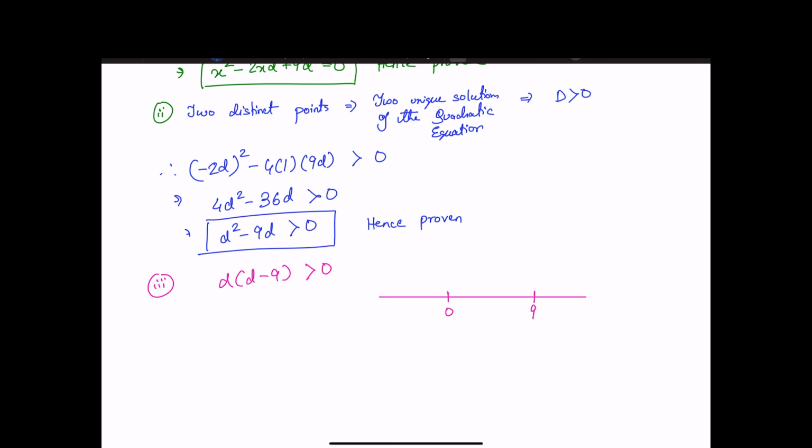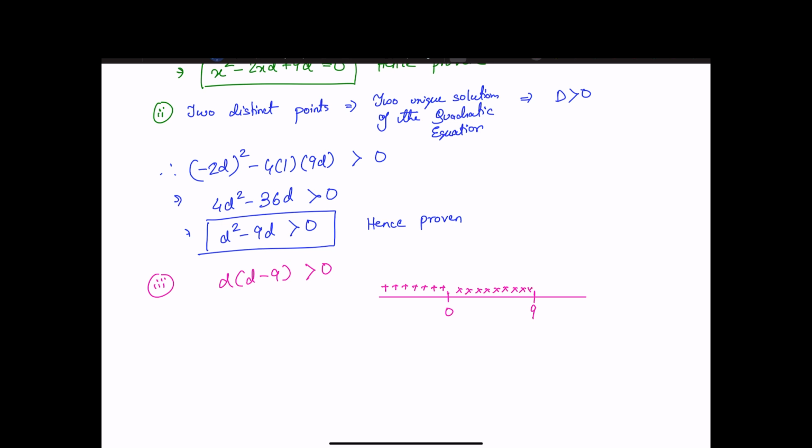Now take a value less than 0, let's say minus 1. If I put minus 1 here, minus 1 times minus 1 minus 9, so minus 1 times minus 10, which is 10. 10 is greater than 0. So in this part, your inequality is satisfied, right? And if I take a value between 0 and 9, let's say 1, 1 times 1 minus 9, so 1 times minus 8, which is minus 8. Minus 8 is less than 0.